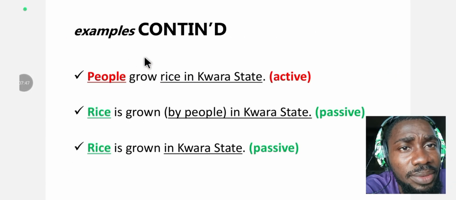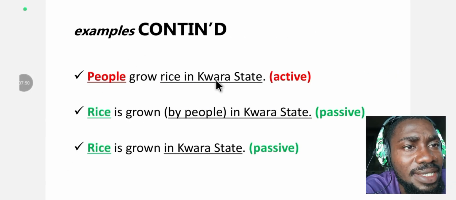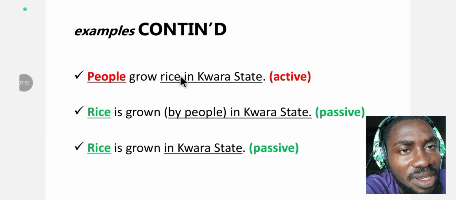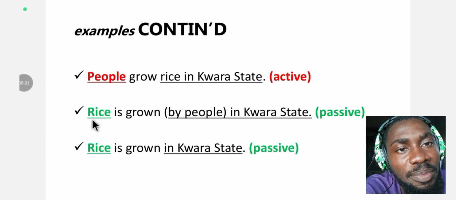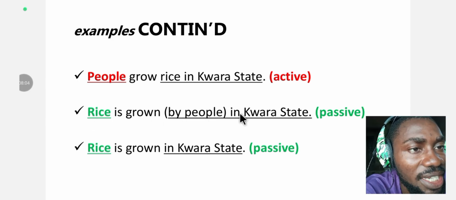Moving on. More examples. The first one here is: people grow rice in Kwara State. Active voice. People is the performer. People grow rice in Kwara State. Active. The next example: rice is grown by people in Kwara State.